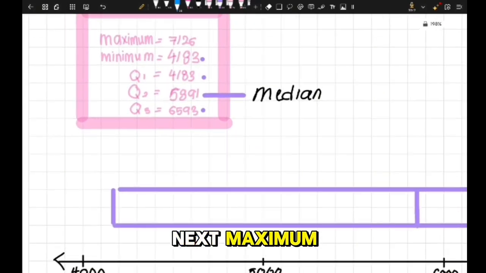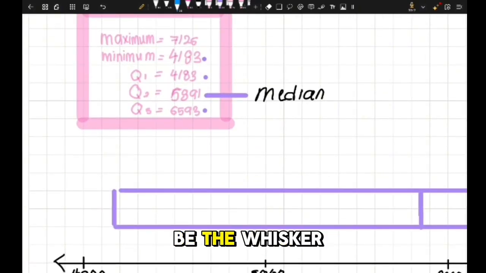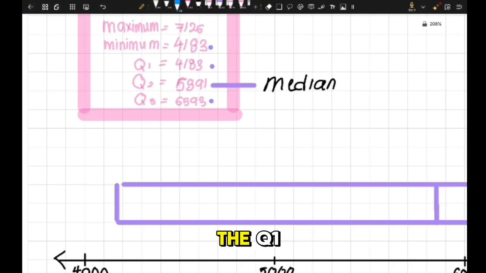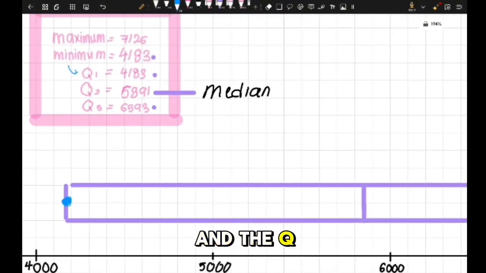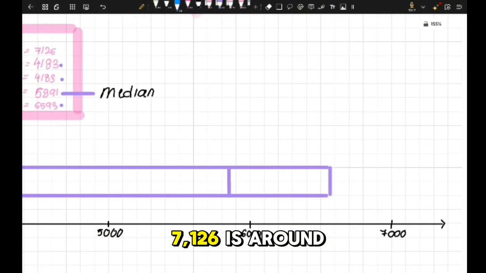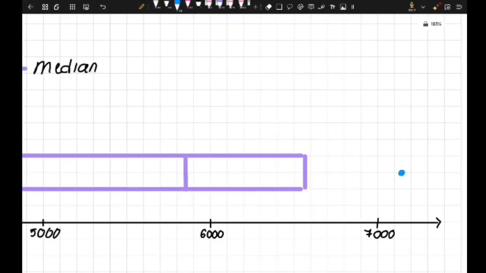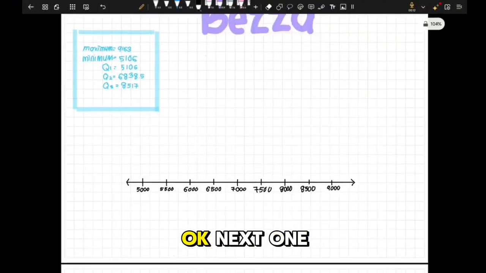Next, the maximum and the minimum. The minimum and the maximum will be the whiskers. The minimum is 4,180, the same as the Q1. So it will be there. And the maximum is 7,126. It's around here. There you are. Done. Okay, next one is Beza.